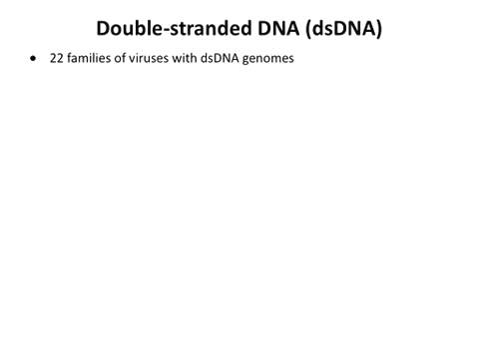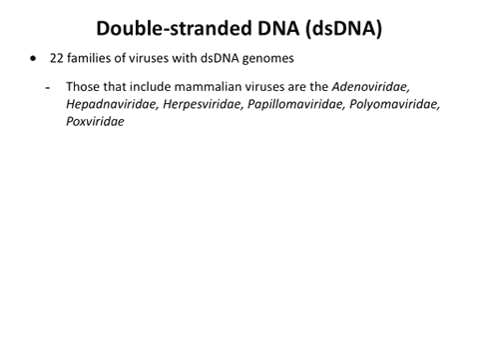Starting with double-stranded DNA, there are 22 families of viruses. Remember, the families are the classification method where the name ends in viridae. So there are 22 families of viruses with double-stranded DNA genomes, and there are many viruses that infect different hosts.